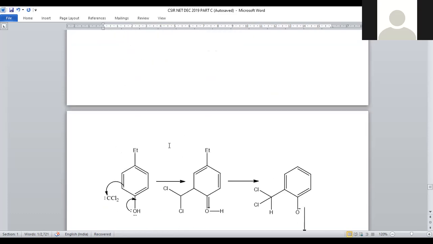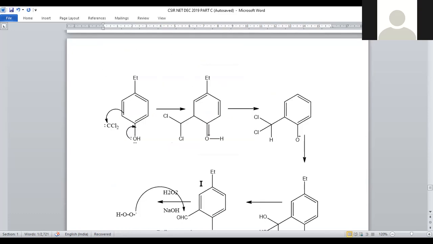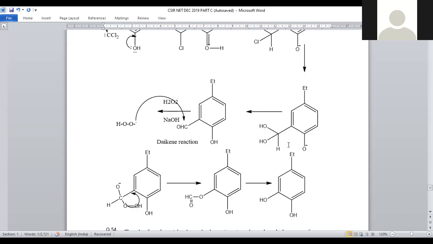In order to get the mechanism, in the presence of potassium hydroxide, chloroform loses H plus and Cl minus, so that it is converted into dichlorocarbene. What is the intermediate in the Reimer-Tiemann reaction? Dichlorocarbene is the intermediate. This dichlorocarbene binds to the ortho position and is converted into a dichlorocarbon-containing compound, and with further protonation, the dichloromethyl group is attached at this ortho position. Now it is subjected to hydrolysis.